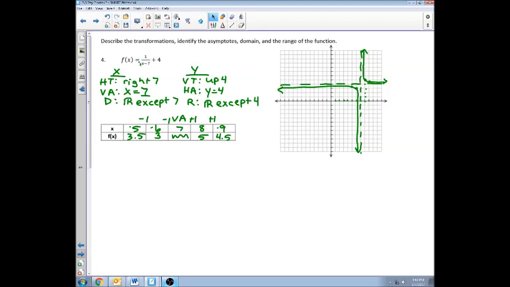Just remember that your horizontal translation comes from underneath the fraction bar. When I'm looking at my horizontal translation, I will not follow the sign. My vertical translation comes from outside of the fraction bar, okay? And I will follow the sign of my vertical translation. My horizontal translation works with my vertical asymptote and my domain. My vertical translation works with my horizontal asymptote and my range.